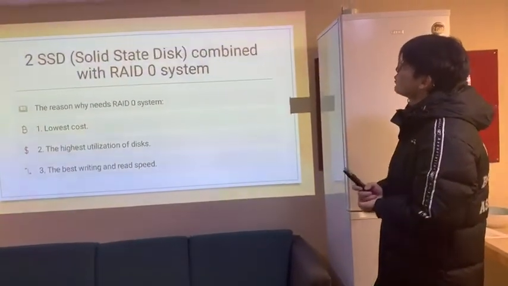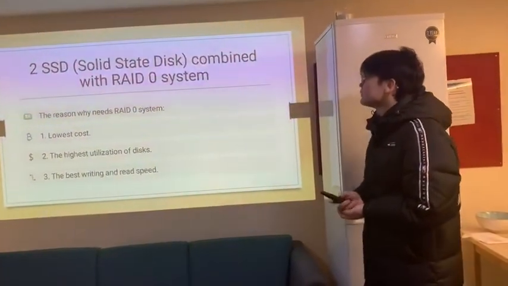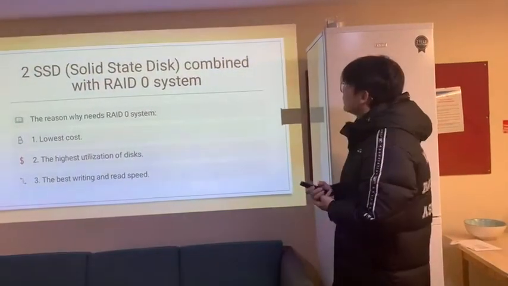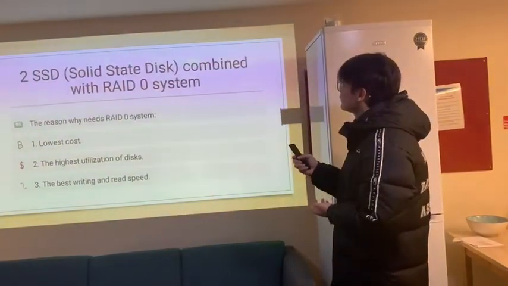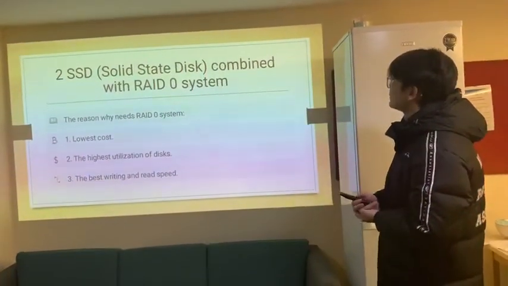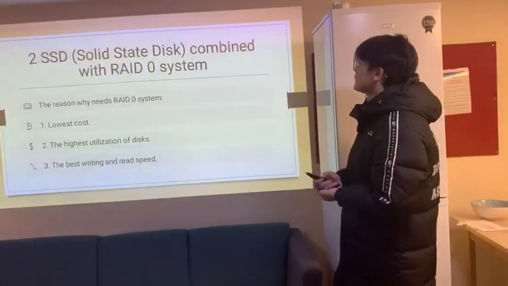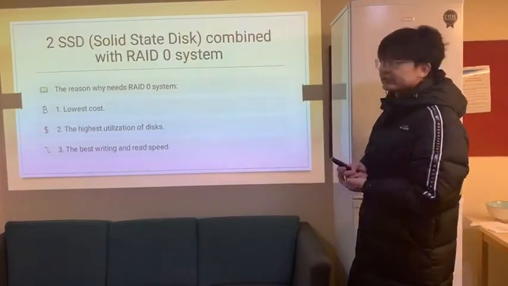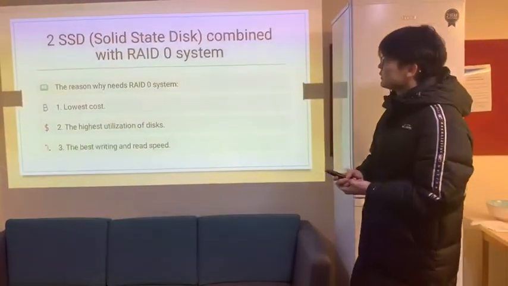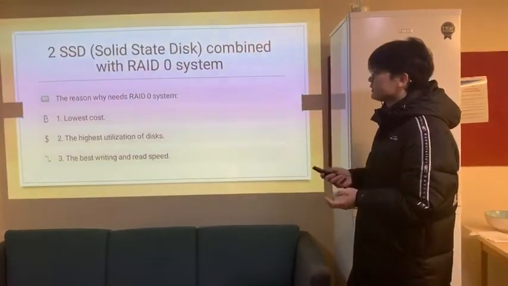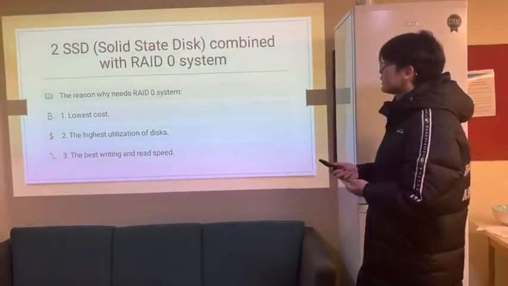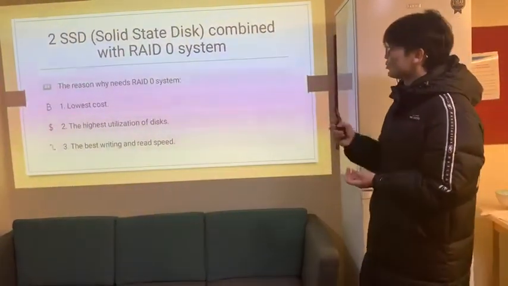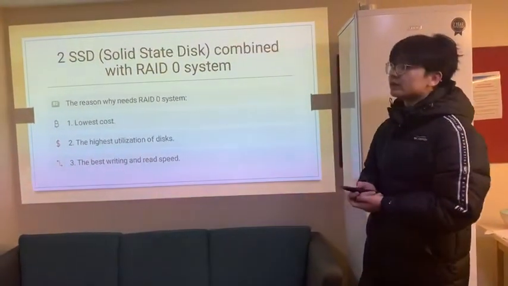And here is the reason why we choose the RAID 0 system. Firstly, it is low cost. Compared with some other RAID systems, the cost of RAID 0 is the lowest, and at the same time it has the highest utilization of disks. And the third reason, I think, is the most important. For a cinema, every day there are many customers watching movies, so the data changes very quickly. So the system should have good writing and reading speed, while the RAID 0 system is the most suitable.